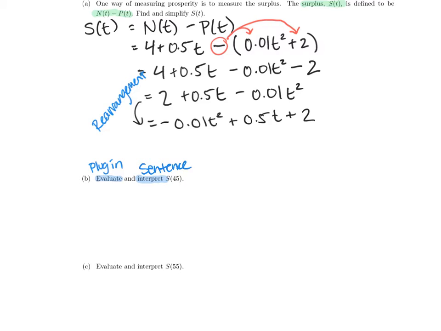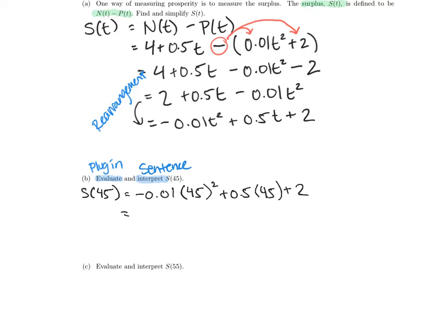Let's get started. The first thing we're plugging in is 45. S of 45 is going to be negative 0.01 times, oops, it's not t anymore, there we go, 45 squared plus 0.5 times 45 plus 2. Let's simplify how we can. I'm hoping that you have a calculator with you. For right now, you can use either a scientific or a graphing. Later on, when we actually work on graphing, I will ask that you only use a scientific.